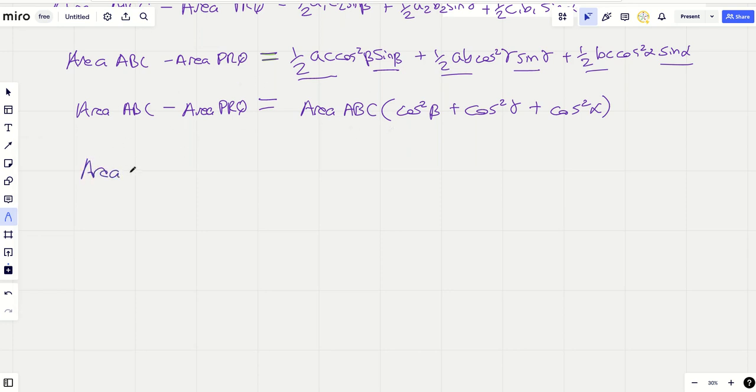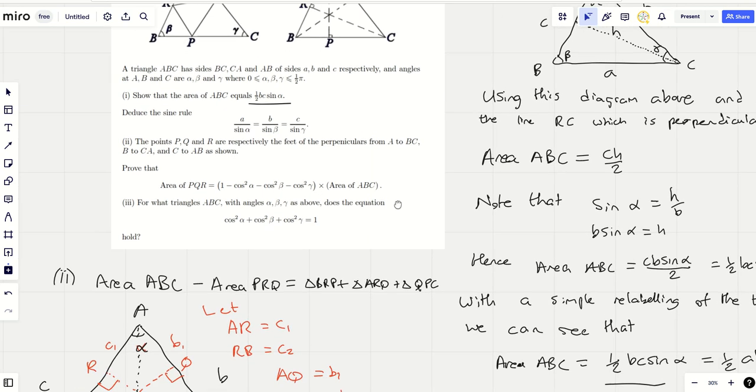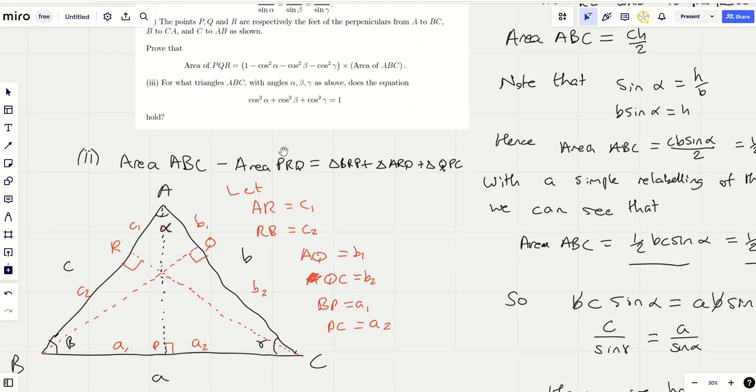Okay, add this onto this side, take that over there. You're going to get essentially the answer, area of ABC multiplied by 1 minus cos squared alpha minus cos squared gamma minus cos squared beta equals area of PRQ. And that's how I did it tonight anyway, when I was sat at the kitchen table after I put the kids to bed. Is it the best way? I don't think so, probably not. I'll have a look tomorrow. I'm quite intrigued as to how I did it before.